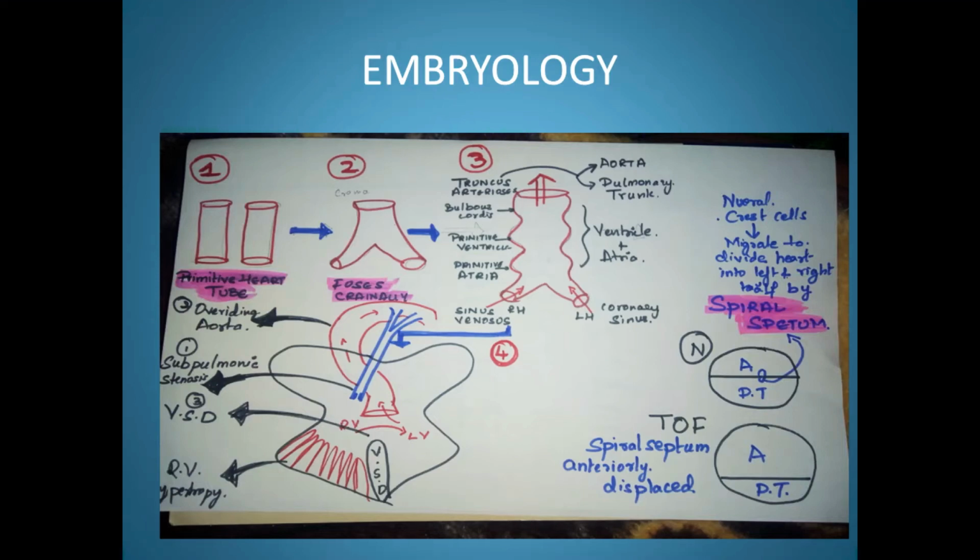What happens when the spiral septum is anteriorly displaced? There is less space for the pulmonary trunk and more space occupied by the aorta. This lack of space causes subpulmonic stenosis. So, in tetralogy of Fallot, there is no defect in the valves, but there is subpulmonic stenosis, that is, narrowing of the pulmonary trunk, and there is widening of the aorta.